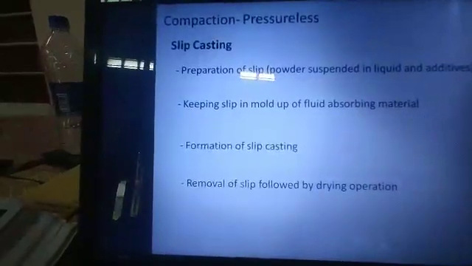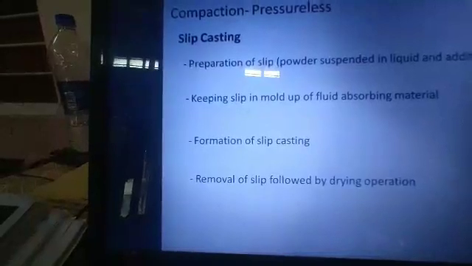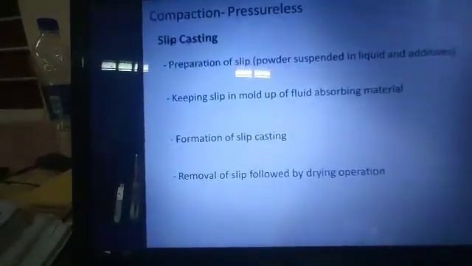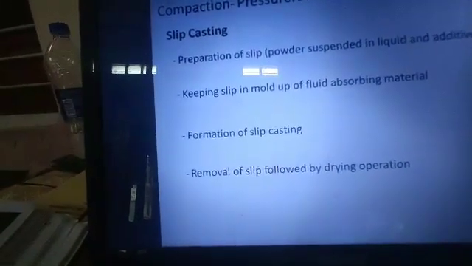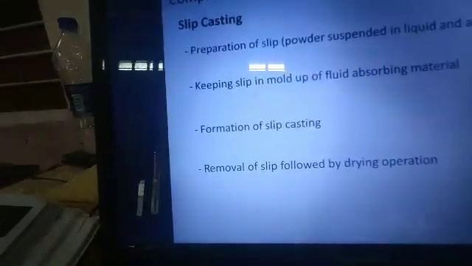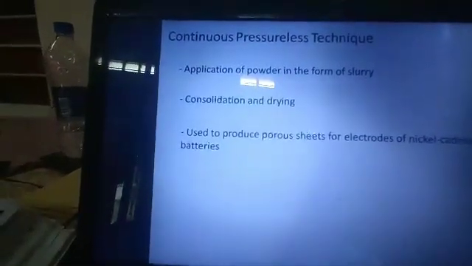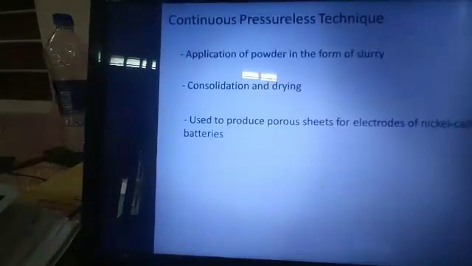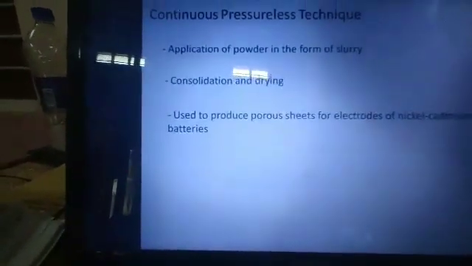Then pressureless compaction. For powder material we have slip casting. In slip casting, first is the preparation of slip, powder suspended in liquid and additives. Next is keeping the slip in a mold made of fluid absorbing material. Then formation of the slip casting, then removal of the slip followed by a drying operation. In the continuous pressureless technique, powder is applied in the form of slurry. It is used to produce sheets for electrodes of nickel cadmium batteries.